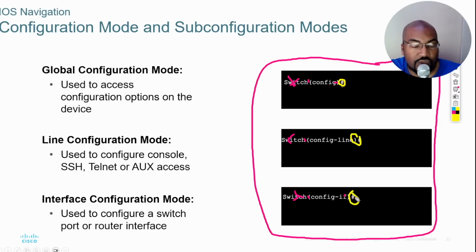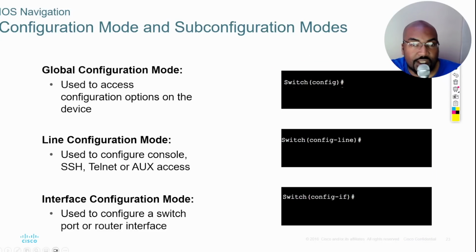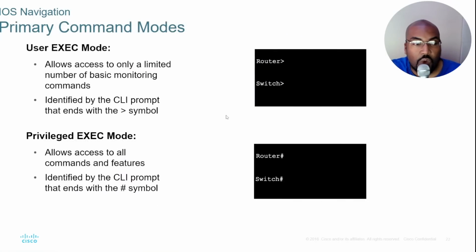So these modes all have the hashtags, which must signify that in order to be in global config mode, in order to get in line configuration mode, in order to get into interface config mode, we must be in, let's back this up here, like a dump truck here, we must be in privilege exec, which is that admin mode, right? That's that running things as an administrator.